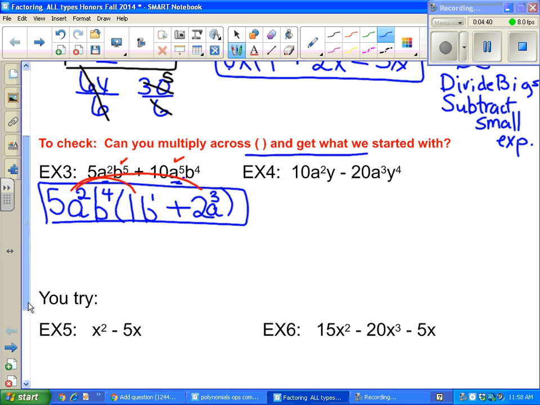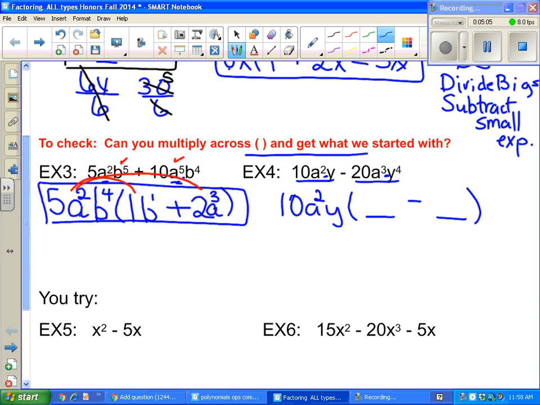Okay, 10 and 20. The greatest common factor would be 10. There are also a's and y's. They have 2 here and 3 here. The greatest number they both have is only 2. They both don't have 3. And they have only one y. If you have 2 expressions here, you're going to have 2 expressions in your parentheses, and the subtraction sign will stay in the middle.